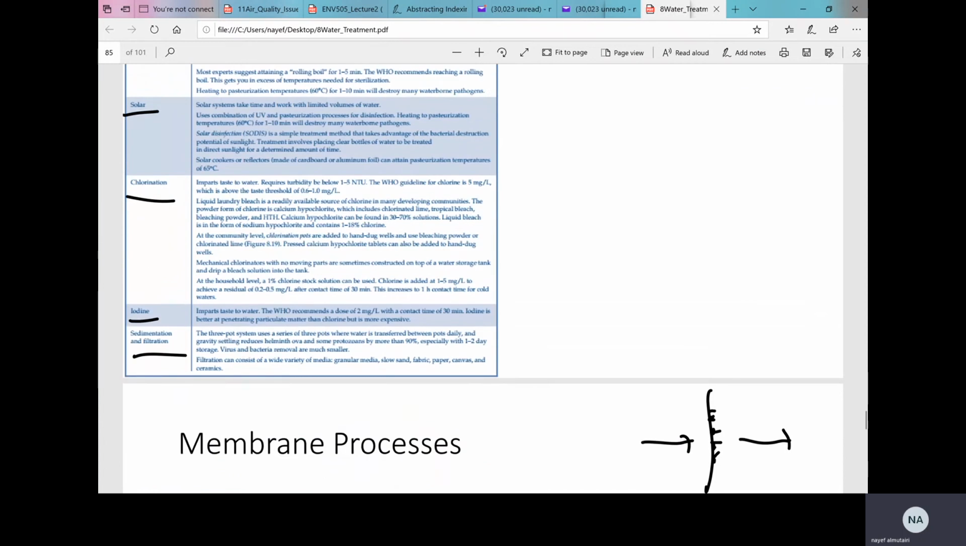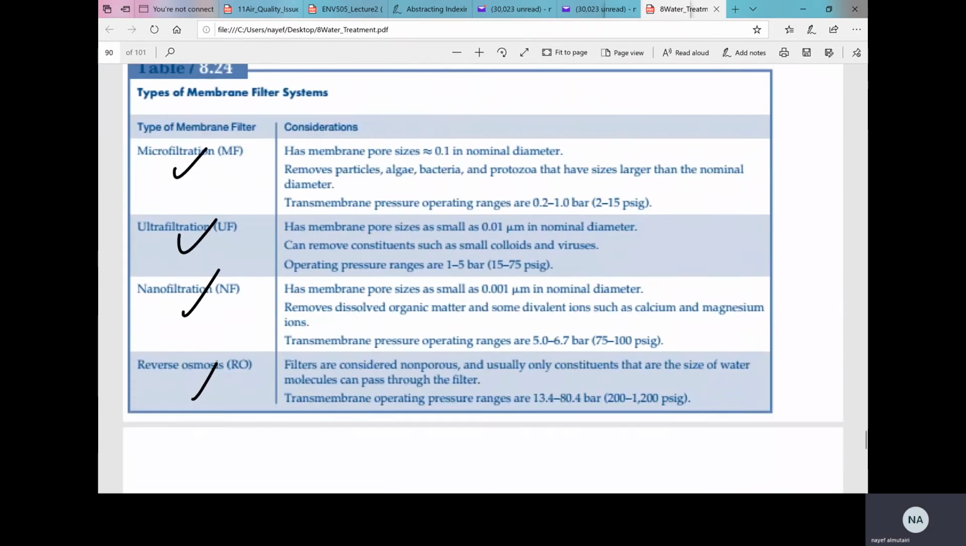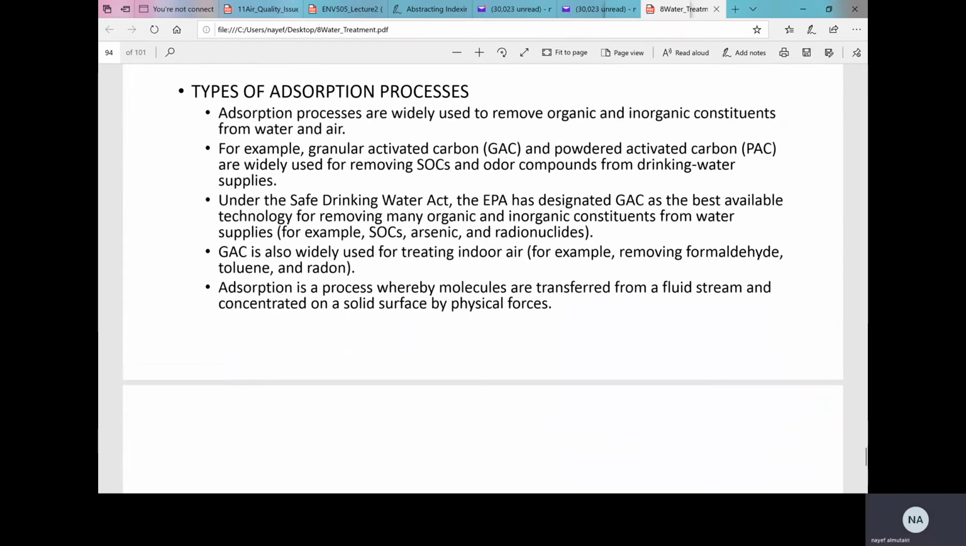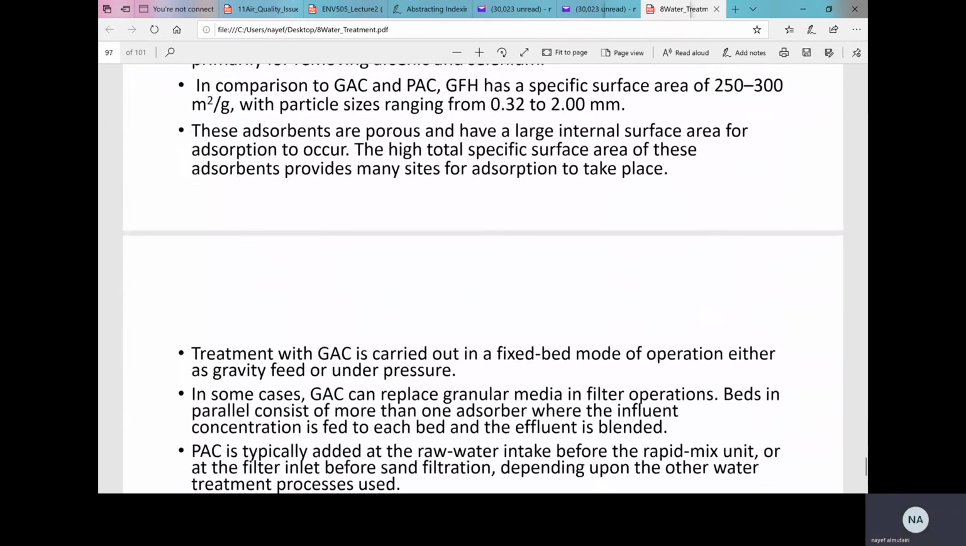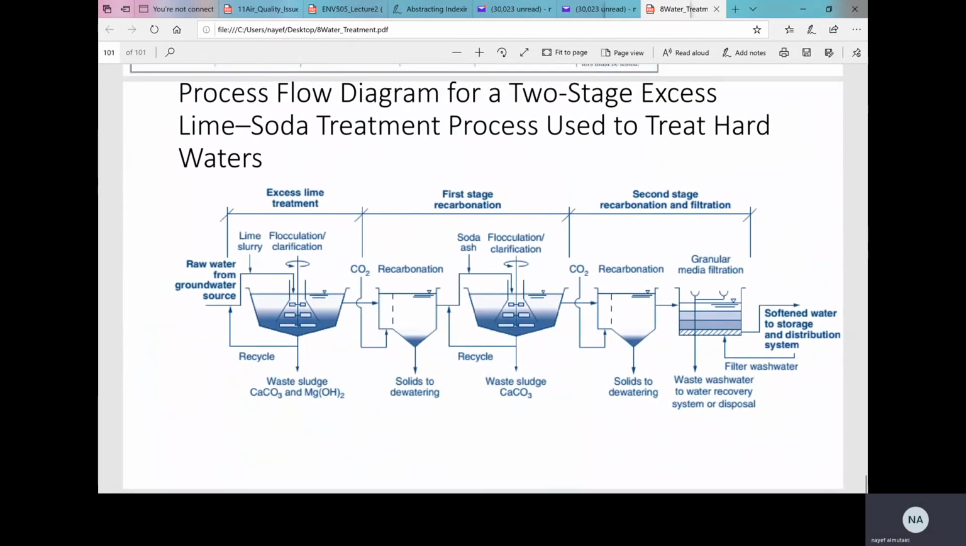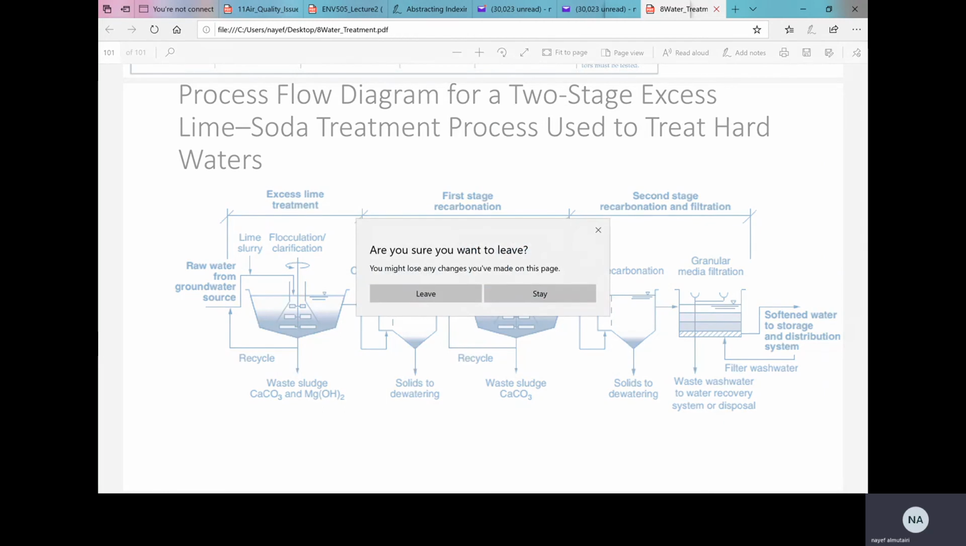Look at this example, and of course membrane process. And this is, I think, all done. Okay. Adsorption, we know activated carbon. And I don't think there's anything important now. Let's go to chapter 9.